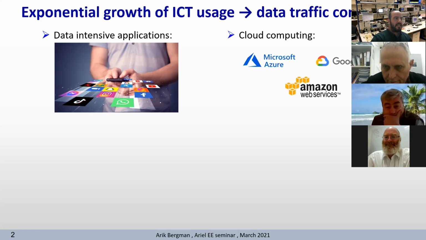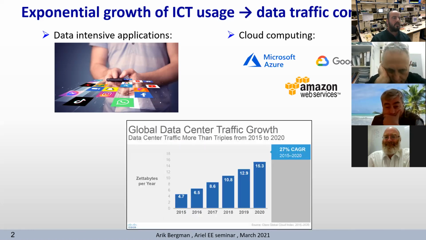So this data-intensive application within your palm's reach, combined with the growing utilization of cloud computing, is causing data traffic congestion in the supporting infrastructure. In fact, the ICT traffic volume has tripled in the last 5 years, representing a staggering compound annual growth rate of 27%. And this is not including last year, which probably grew much larger.